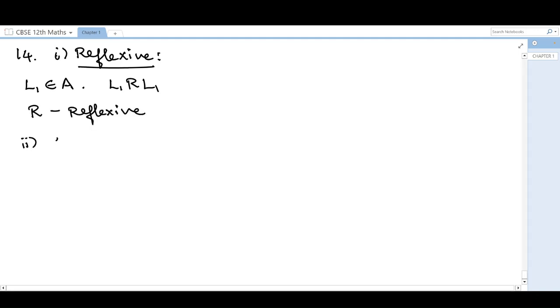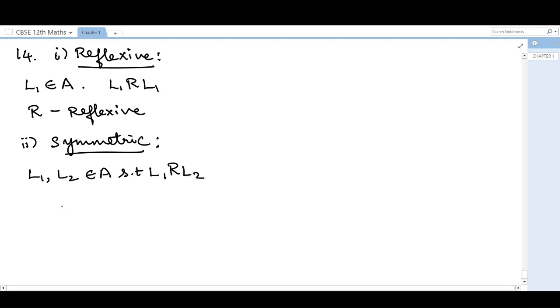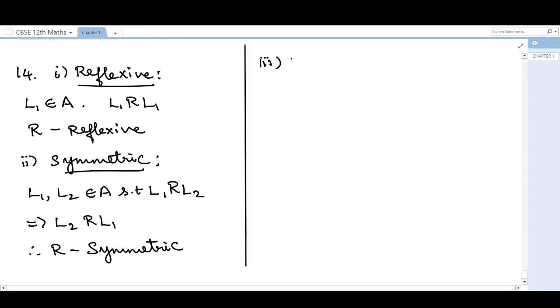Second one, symmetric. If you take two lines L1 and L2 from the set of straight lines in the xy plane such that L1 is parallel to L2. We can also say L2 is parallel to L1. So this implies L2 is related to L1. Therefore, the relation R is symmetric. The third one is transitive.